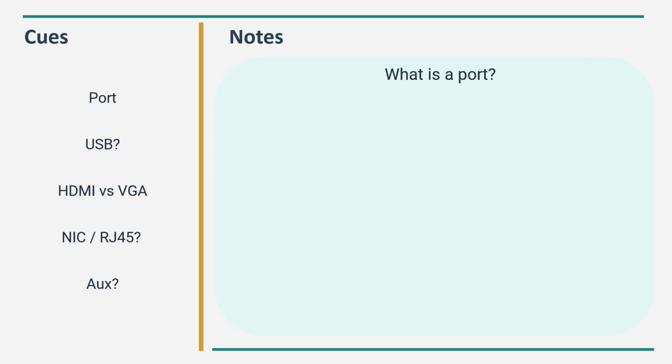So, what is a port? A port is a socket or opening on a computer or device where you connect cables or other devices. Ports let the computer communicate with printers, monitors, keyboards, mouse, and networks. Different ports carry different kinds of data. For instance, the USB allows for data transfer as well as giving power to certain devices. That's why you can use a USB port to charge your phone.